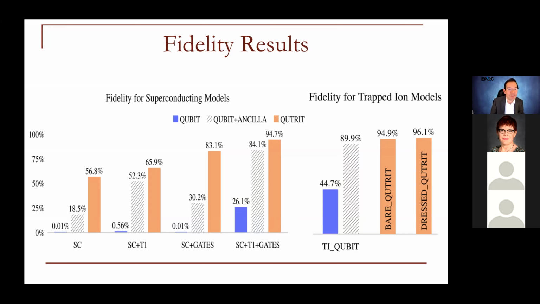So here we've modeled on the left the IBM machine using current parameters, which is the SC category on the left. And we look at the fidelity of a generalized Toffoli gate in the same three options: the base case, which is qubits with no ancilla, which is blue. The hashed gray bars are qubit plus one ancilla, and orange is our Qtrit option, right? You can see that the Qtrits have much better fidelity because the circuit depth is so much better.